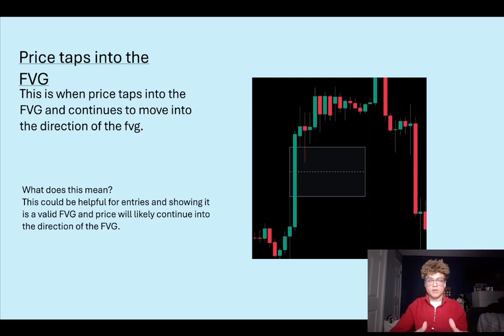But the important thing is to understand the difference between respect and disrespect for fair value gaps. They are two very different things. You have to understand that when price disrespects a fair value gap, it's a little bit of a stronger confluence, I feel like, than respecting a fair value gap, but that's just my opinion.